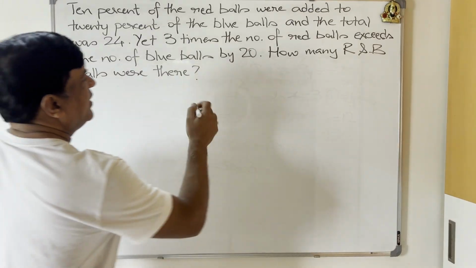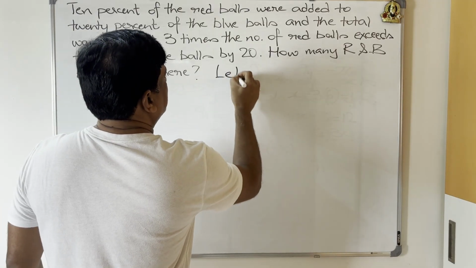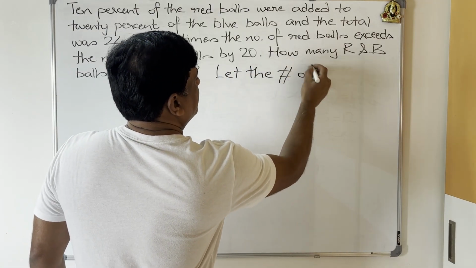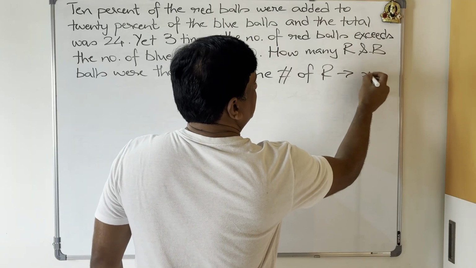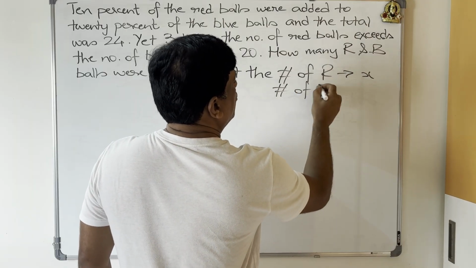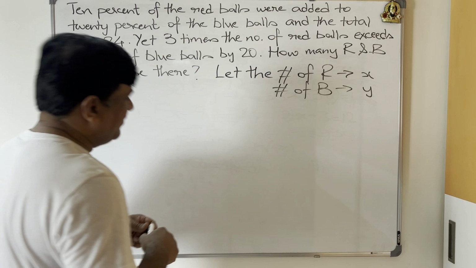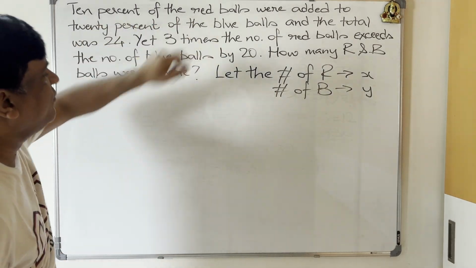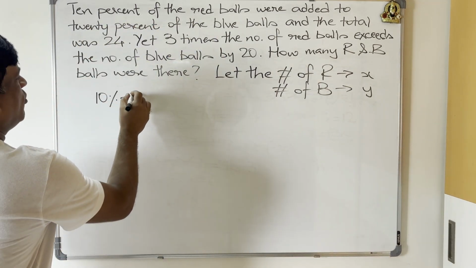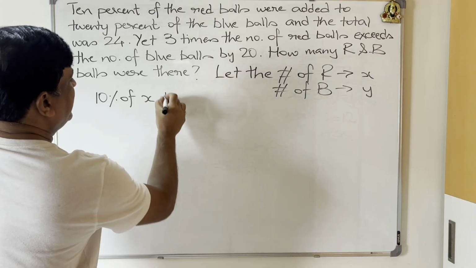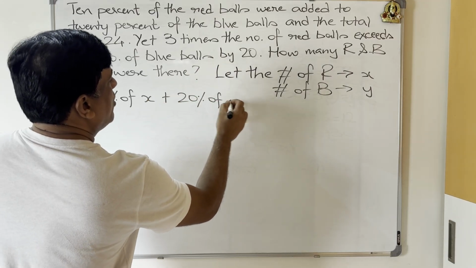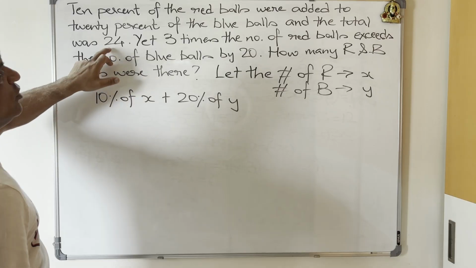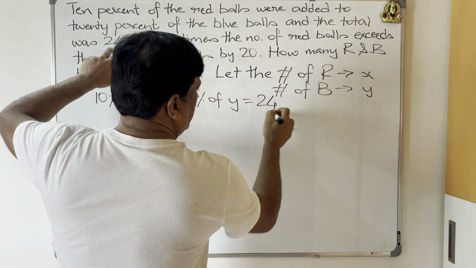So as usual, let the number of red balls be x and the number of blue balls be y. Let's write the equations now. 10% of red balls plus 20% of y balls. When they add those two, the total comes out to be 24. Done with the first one.